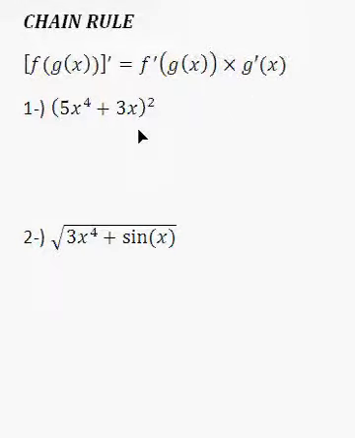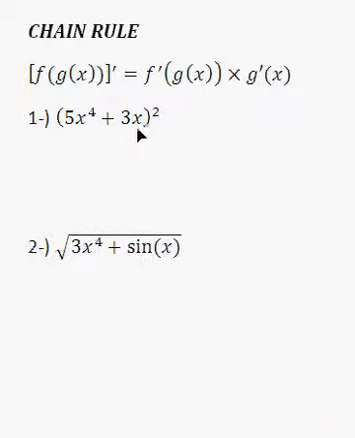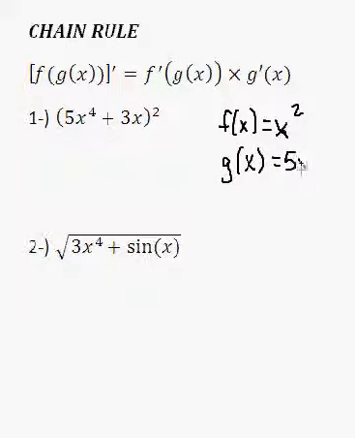So let's take a look at number 1 here. The inside function is actually 5x to the 4 plus 3x, and the outside function is just basically x squared, just because we have f of x as x squared. So I'm just going to break it down here. So f of x would be x squared, and g of x is 5x to the 4 plus 3x.